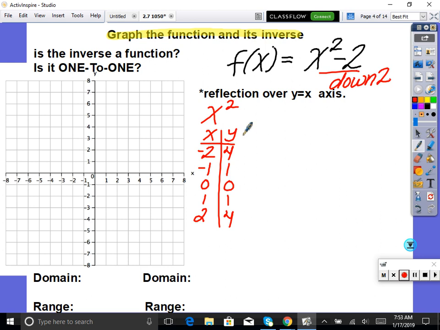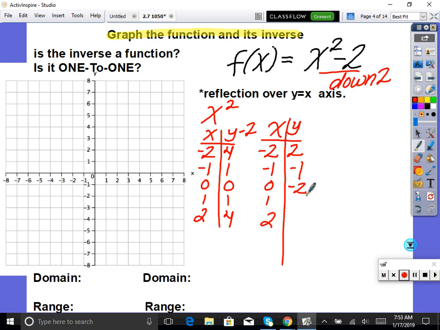So we'll take our y values and subtract 2. These are our official quadratic points. So our x's didn't change. -2, -1, 0, 1, and 2. And now we'll subtract 2. So 4 minus 2 is 2. 1 minus 2 is -1. 0 minus 2 is -2. 1 minus 2 is -1. And then 4 minus 2 is 2. So there's our official points.